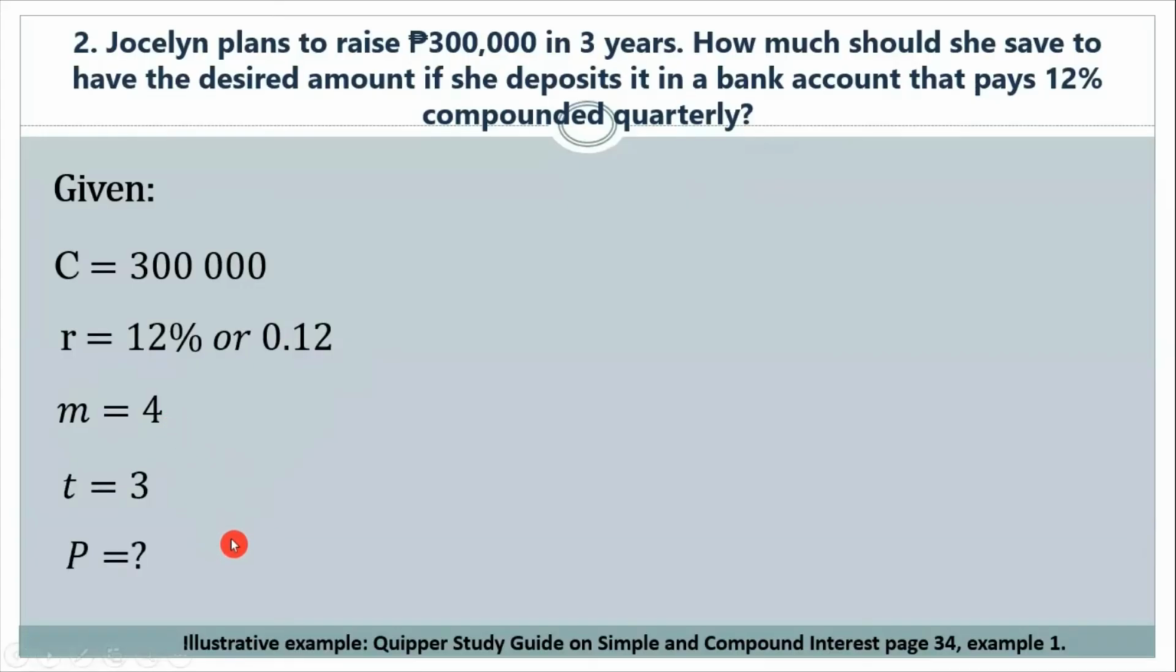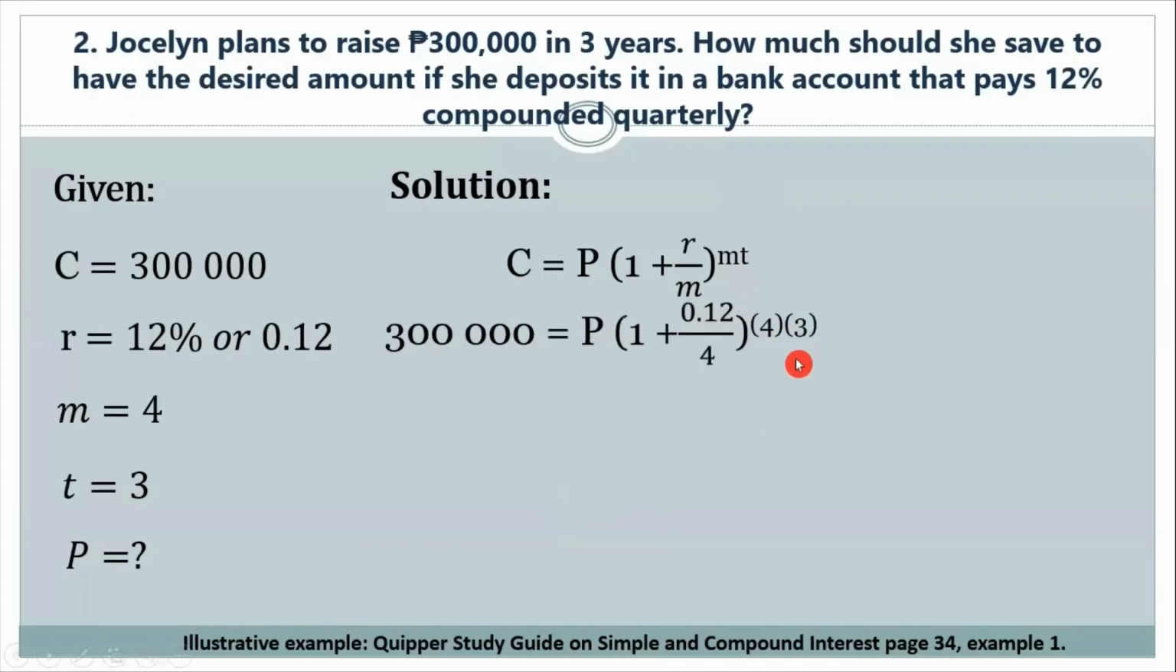So we're looking for the principal amount, diba? We are looking for the amount that she needs to deposit to raise that certain amount, which is 300,000 pesos. So now let's solve the principal amount by using the formula. C is equal to P times the quantity 1 plus R over M raised to the power of NT, since this is an example of a compound interest problem. So just substitute the given information to the formula, okay, and it will give us this equation.